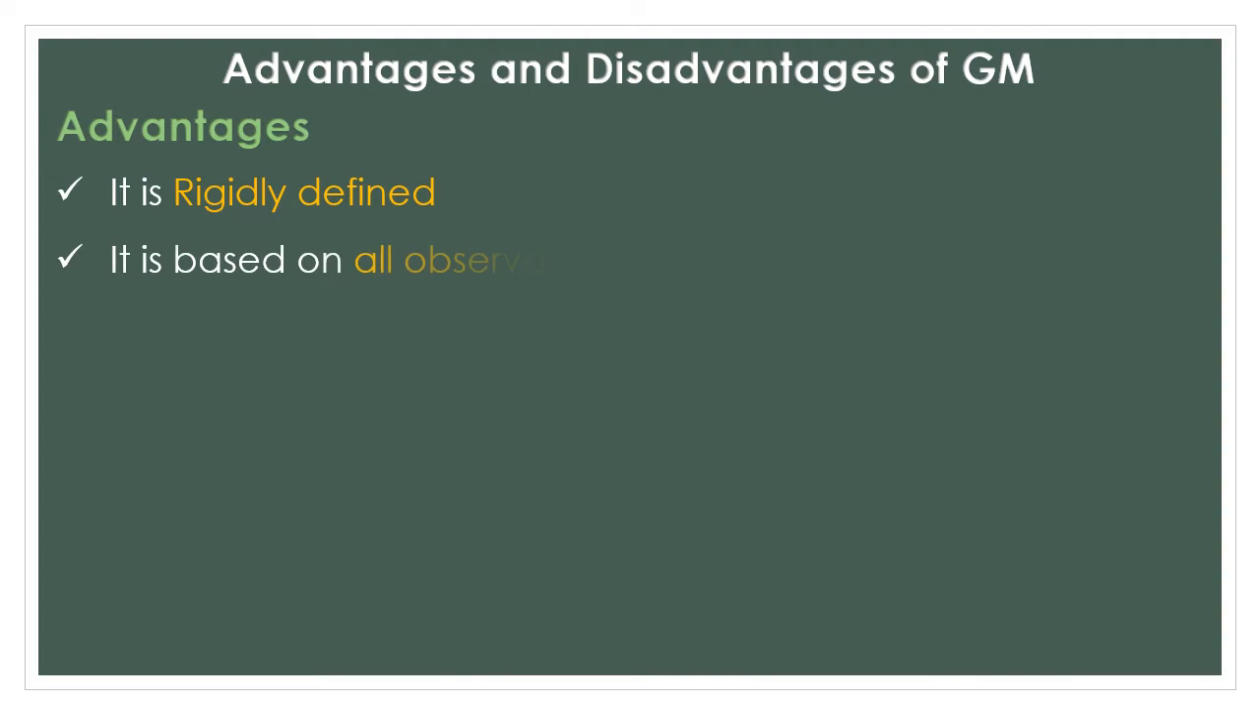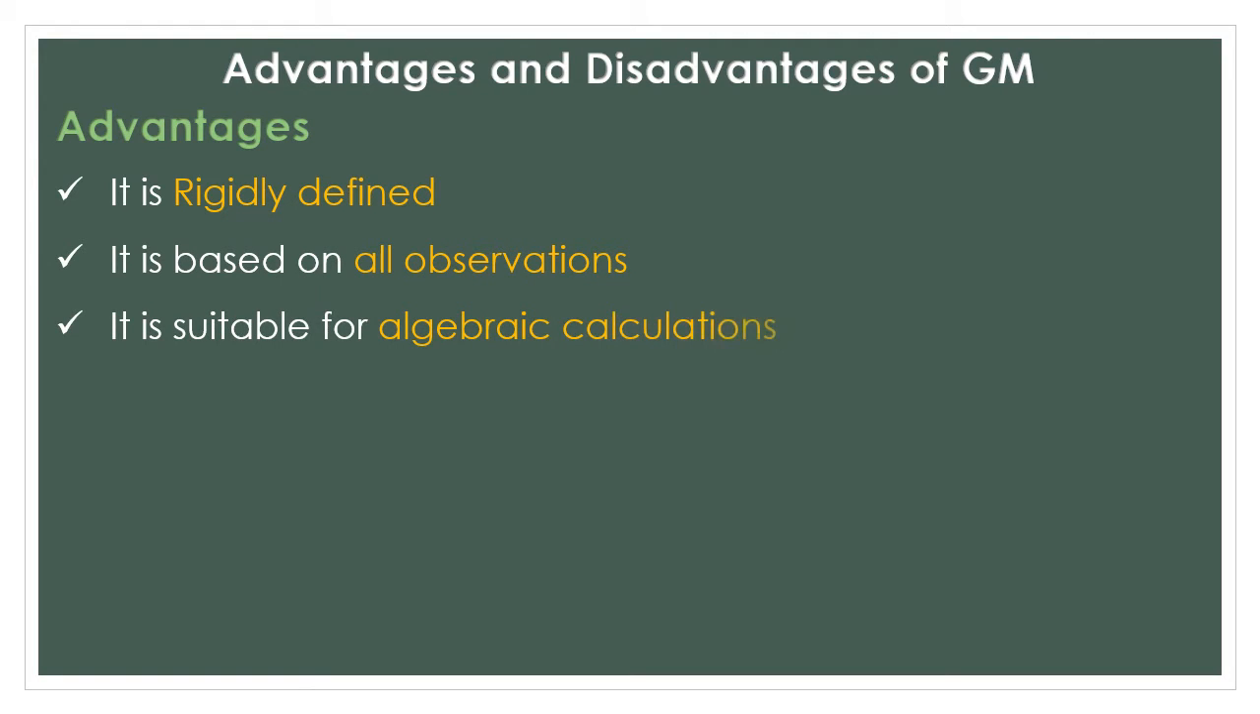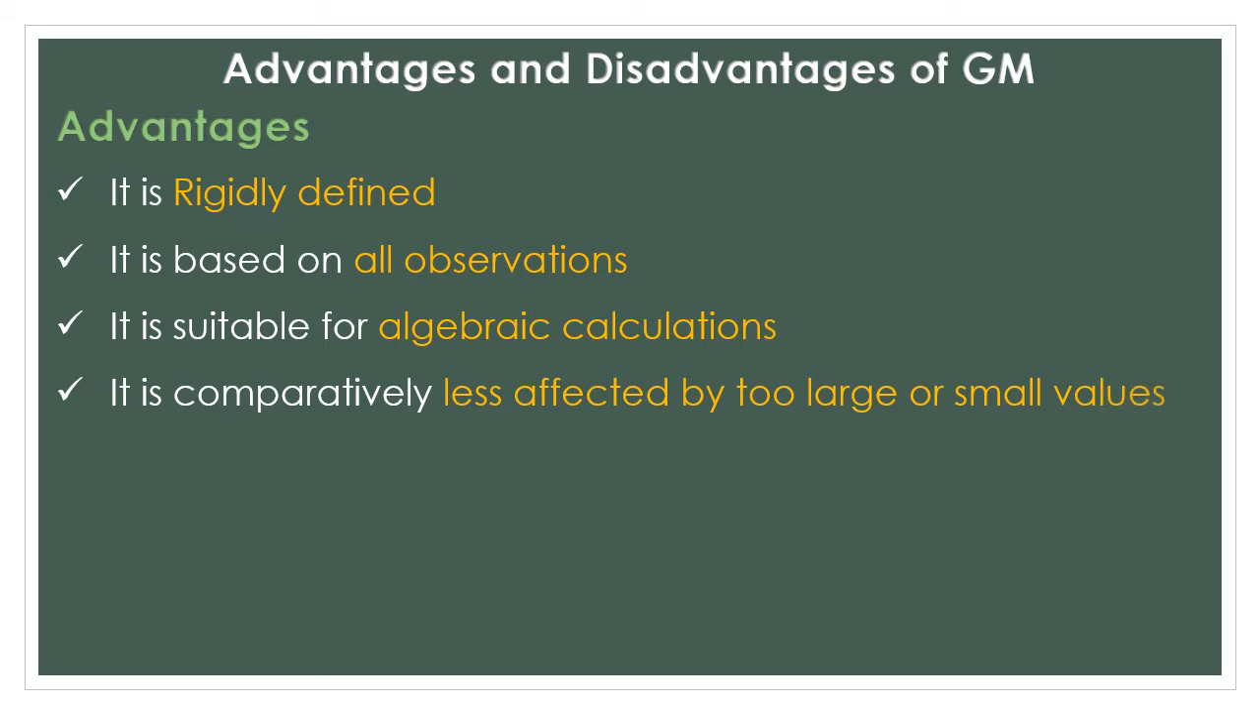Second advantage, it is based on all the observations. Just like arithmetic mean or combined mean or weighted mean, geometric mean also uses all the observations. Number 3, it is suitable for further algebraic calculations. That means using the geometric mean we can do further calculations. Then it is comparatively less affected by too large or too small values. The arithmetic mean is usually affected hugely by this gap, but geometric mean is not affected as much by too large or too small values. The next will be the disadvantages.